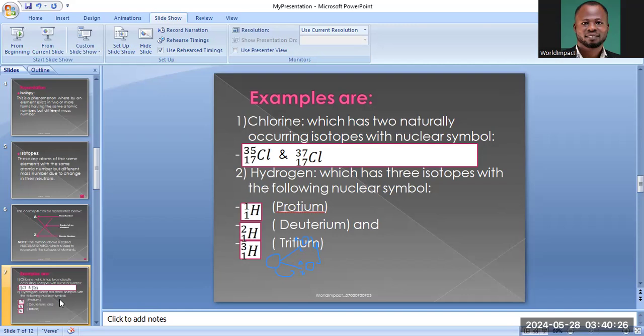So according to our calculations, we can see that there will be changes in the neutrons of the isotopes of the element chlorine. Another good example here is hydrogen, which has three isotopes with the following nuclear symbols.